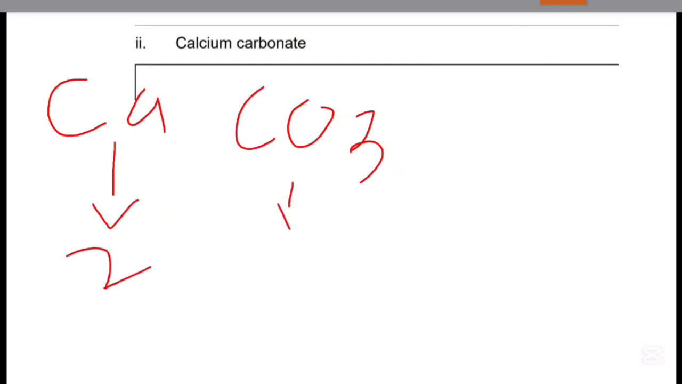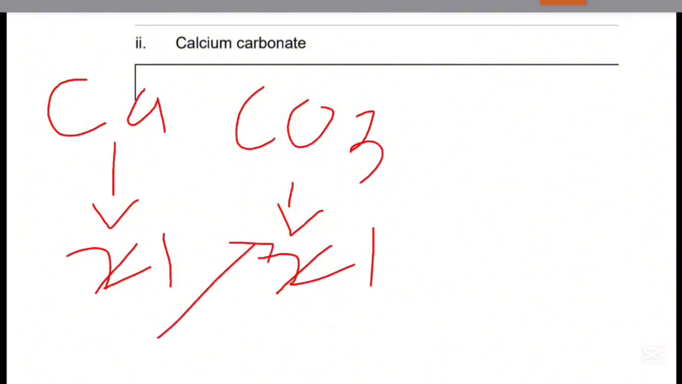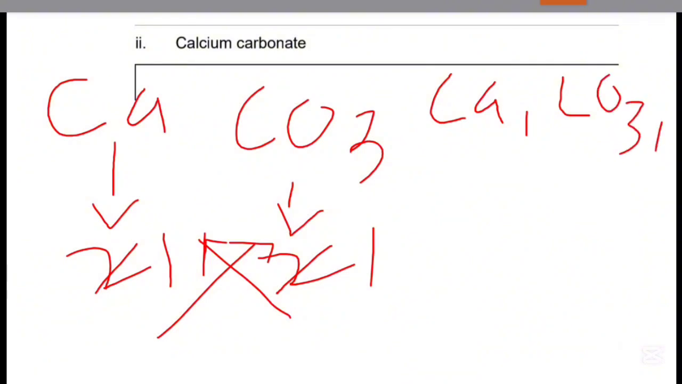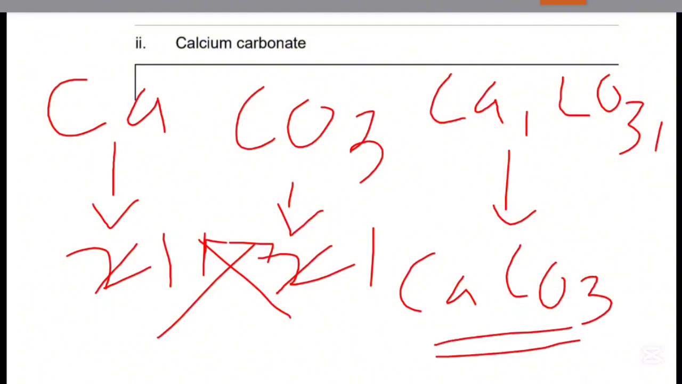So what is the valency of carbonate? The valency of carbonate is also 2. So here the 2s get cancelled. 1 is 2, 1 is 2. So interchange the valency. When you interchange the valency, the calcium receives 1 and carbonate also receives 1. So finally we get CaCO3. This is the chemical formula of calcium carbonate.